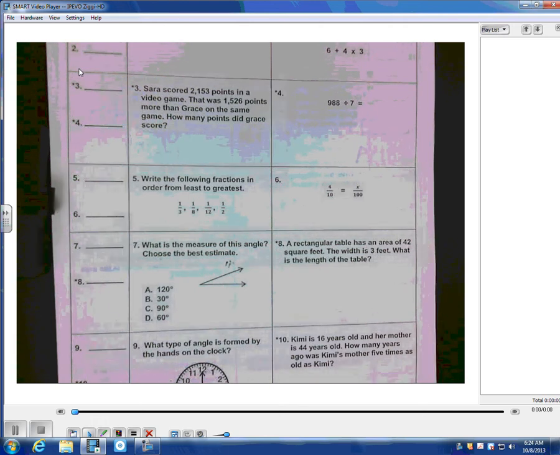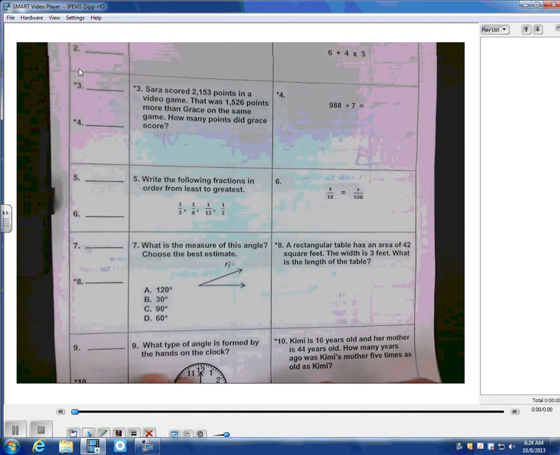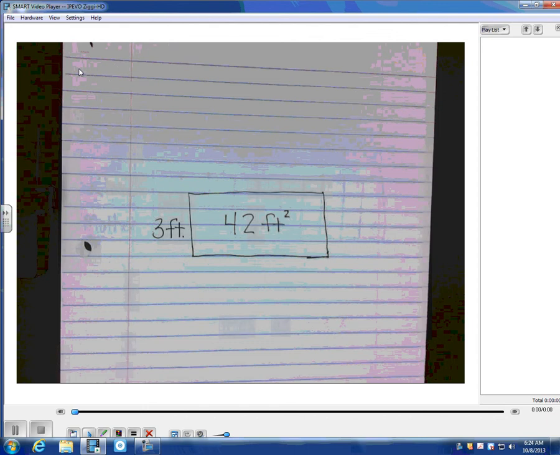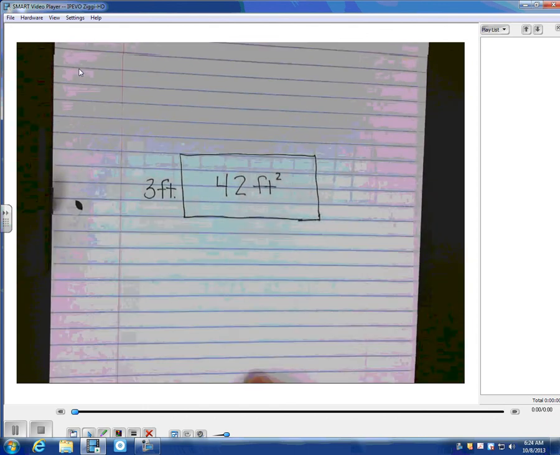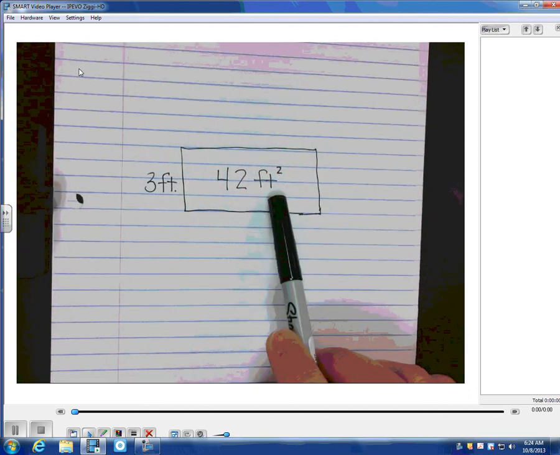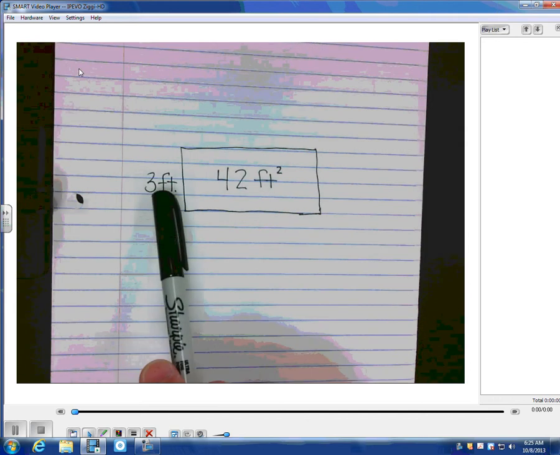A rectangular table has an area of 42 square feet. The width is 3 feet. What is the length of the table? Okay, so let's look at this one. We had a problem just like this on last week's review sheet. They already give us the area. The area is 42 square feet. They give us the width, which is 3 feet.